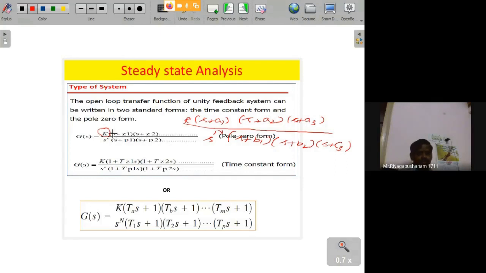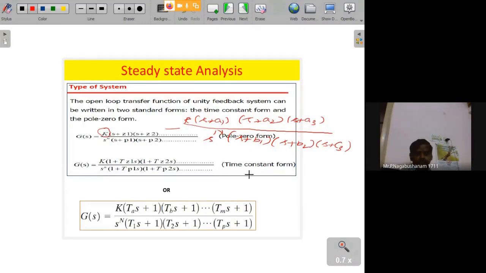If it is like this, s plus something, s plus something, this is called the pole zero form. It is not required, just to understand the concept; it is not to be learned by heart. The loop transfer function is G(s)H(s). K is the DC gain. S power n, this n is called the type number. This is the pole zero form.